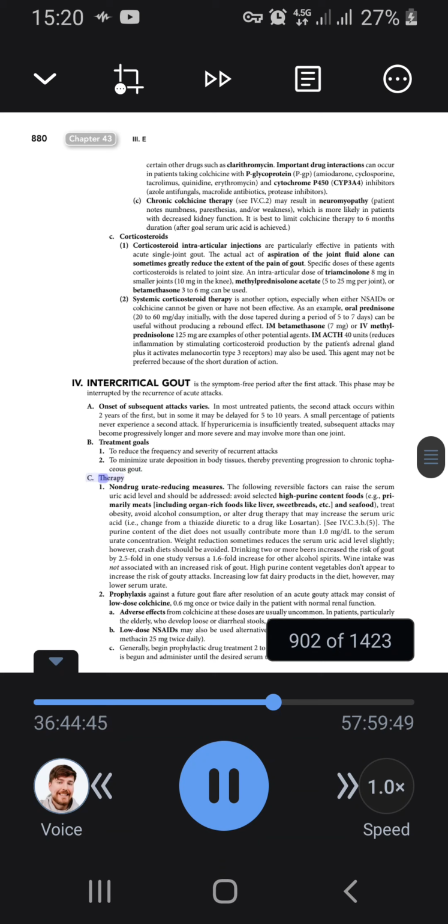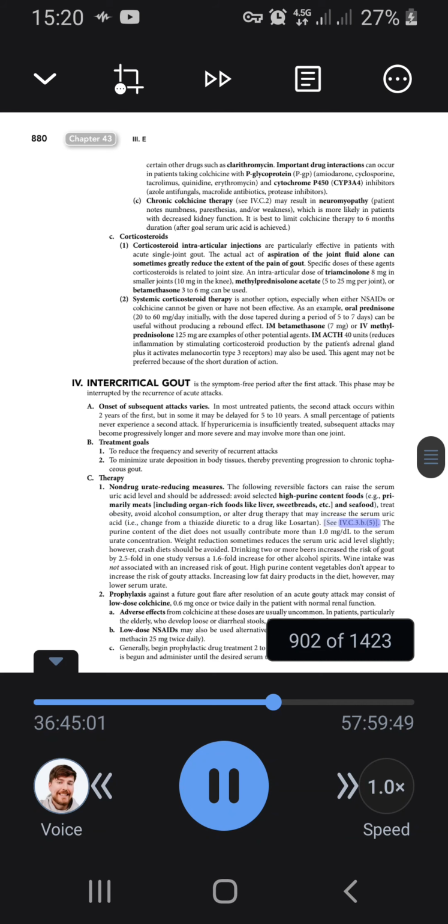C. Therapy. 1. Non-drug urate-reducing measures. The following reversible factors can raise the serum uric acid level and should be addressed. Avoid selected high purine content foods, for example, primarily meats, including organ-rich foods like liver, sweetbreads, etc., and seafood. Treat obesity, avoid alcohol consumption, or alter drug therapy that may increase the serum uric acid, that is, change from a thiazide diuretic to a drug like losartan.